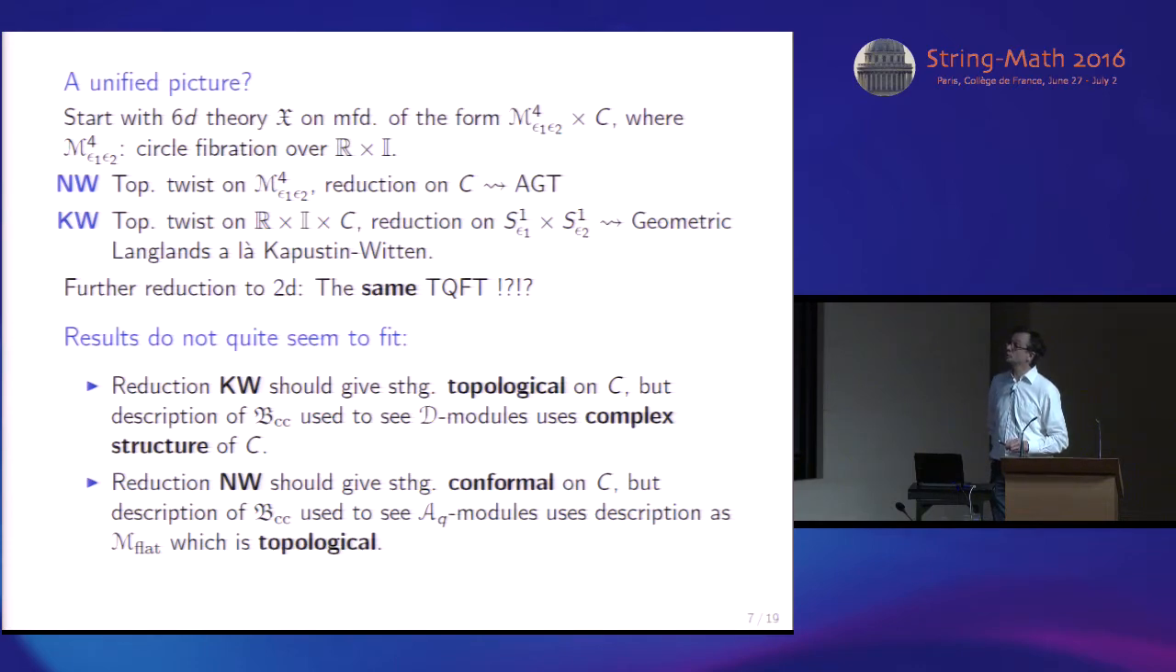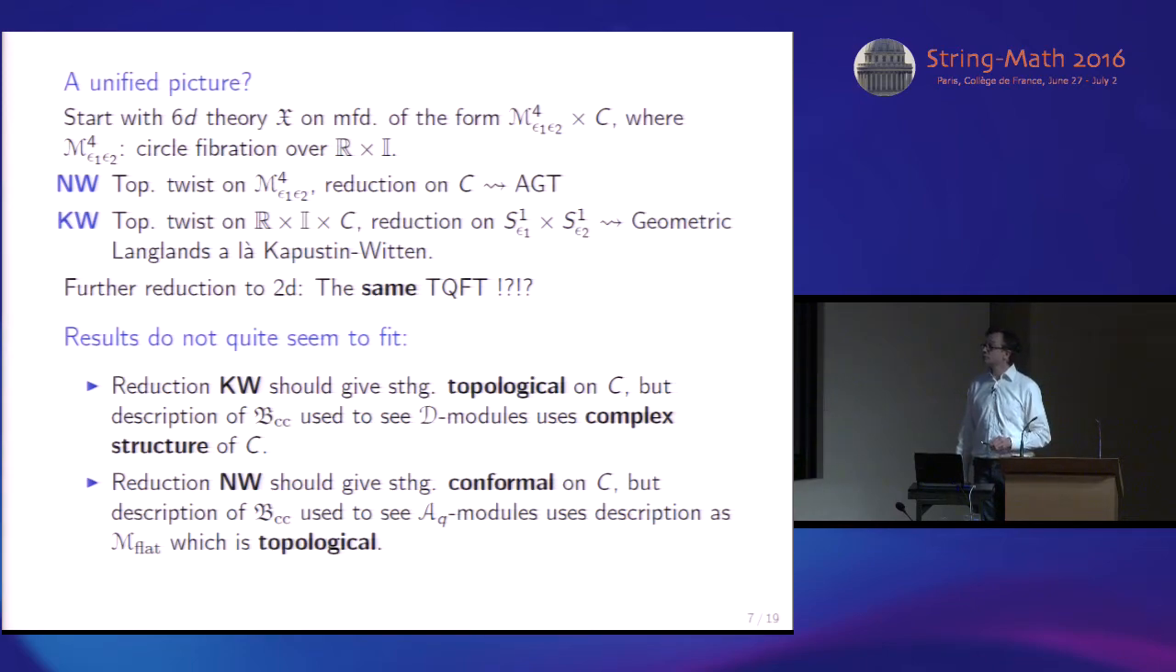However, it can be partly topologically twisted, and it will stay partly conformal on the rest. So we can do a topological twist on the four-dimensional part, leaving C conformal. That's what is done in this approach. On the other hand, we could also topologically twist on R cross I cross C, do the reduction on the circles, and get a geometric Langlands à la Kapustin-Witten. It looks like you're getting the same TQFT. At least you're getting the same sigma model, although there's a little bit of fine print that I briefly mentioned on the way. Nevertheless, just on a superficial level, one sees some differences standing out.